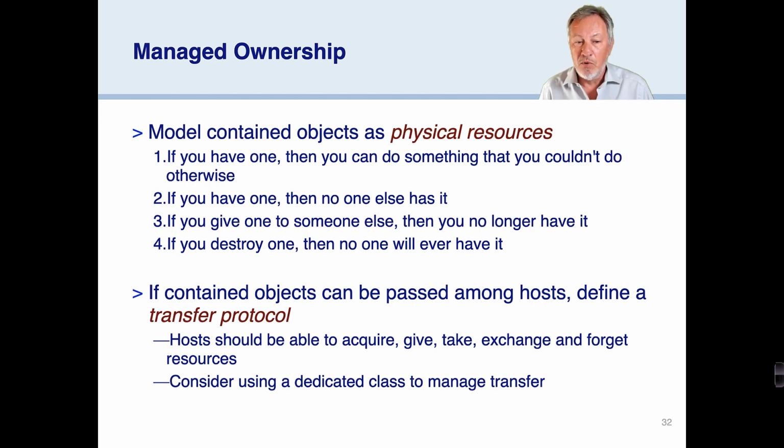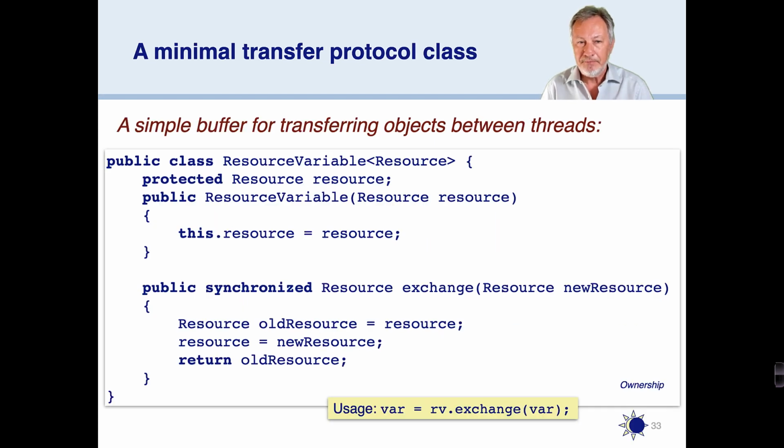And there you might want to have a dedicated class to manage the transfer. So here's a simple example illustrating this. This is a minimal transfer protocol class, a resource variable. I don't argue that it's complete. It's just the smallest bit of code that illustrates what you might want to be able to do.